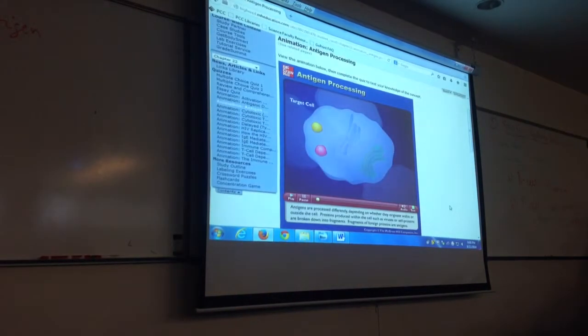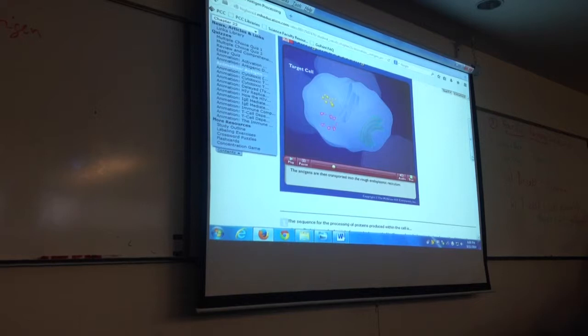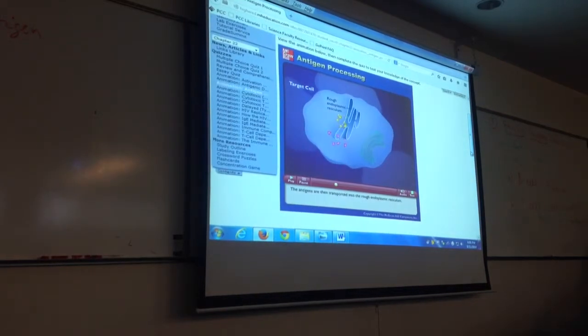Why is there no sound? That's a good question. Turn it off. Proteins produced within the cell, such as viruses or self-proteins, are broken down into fragments. Fragments of foreign proteins are antigens. The antigens are then transported into the rough endoplasmic reticulum. Remember that from 112? The antigens combine with class 1 MHC molecules.